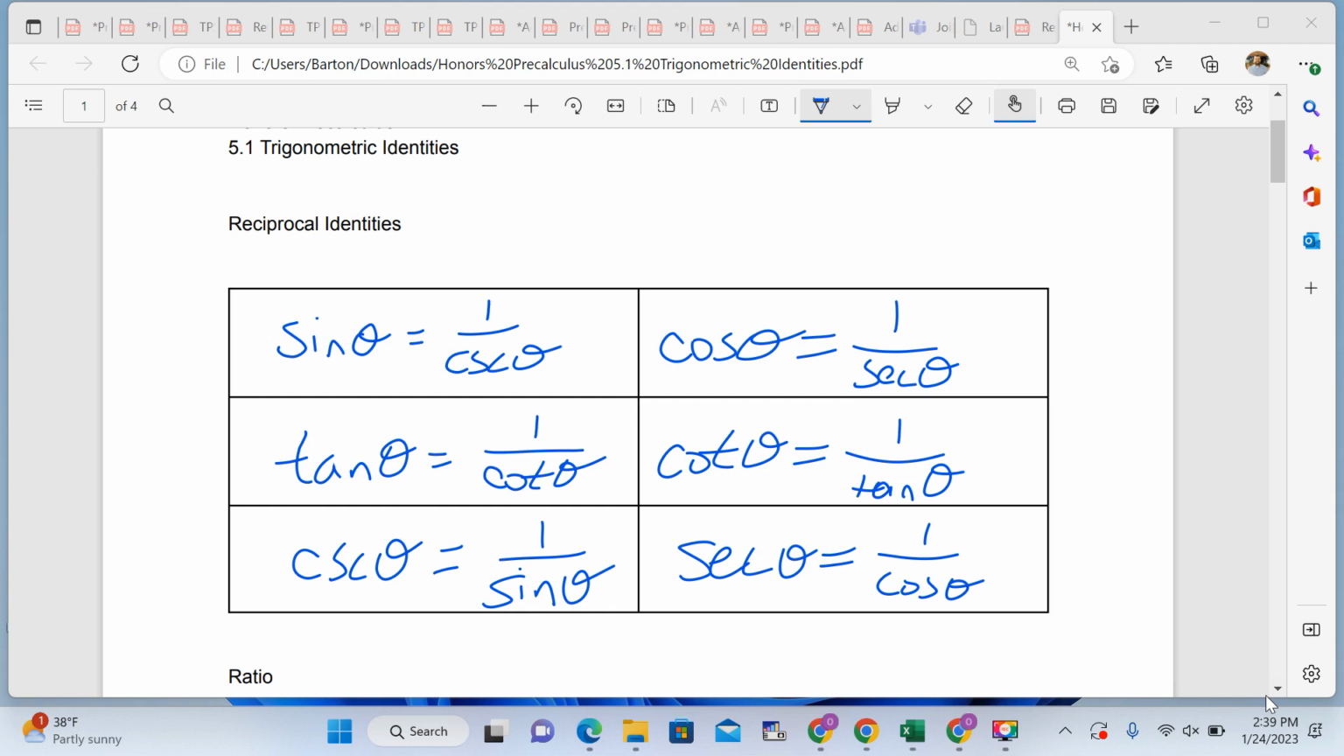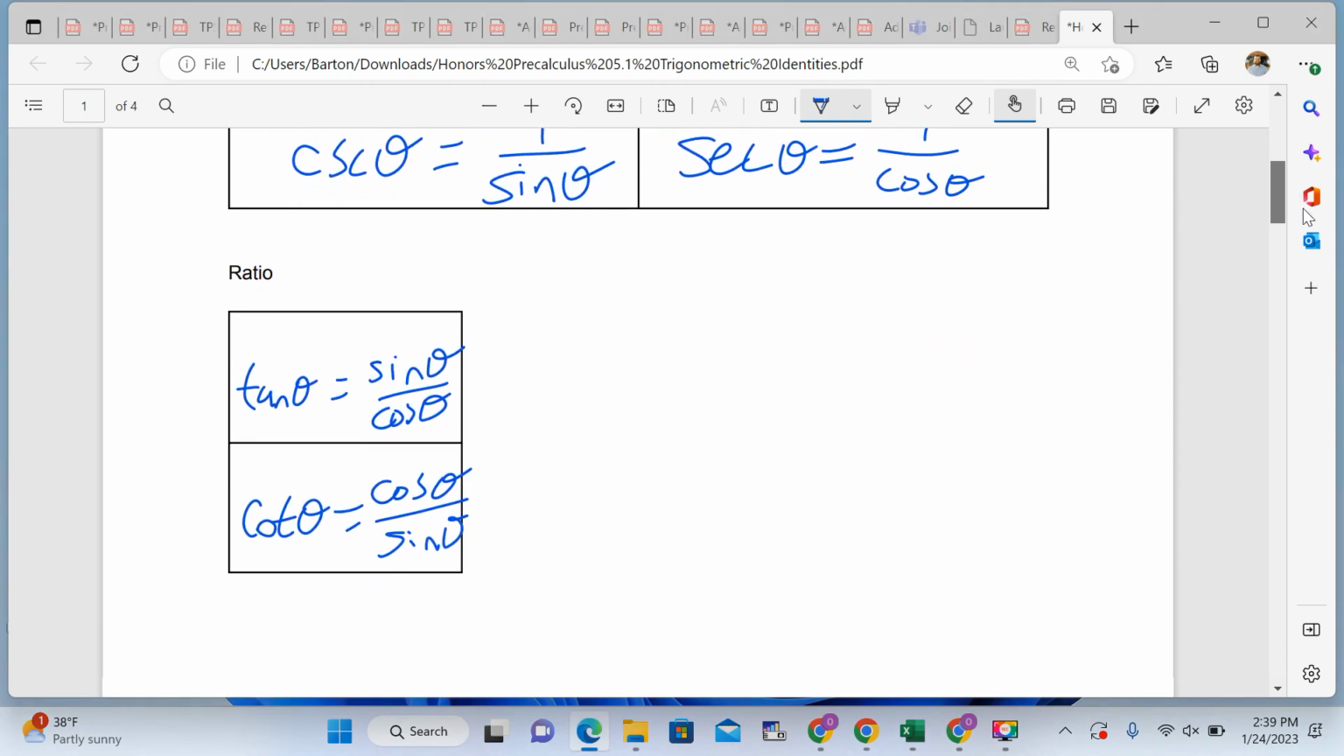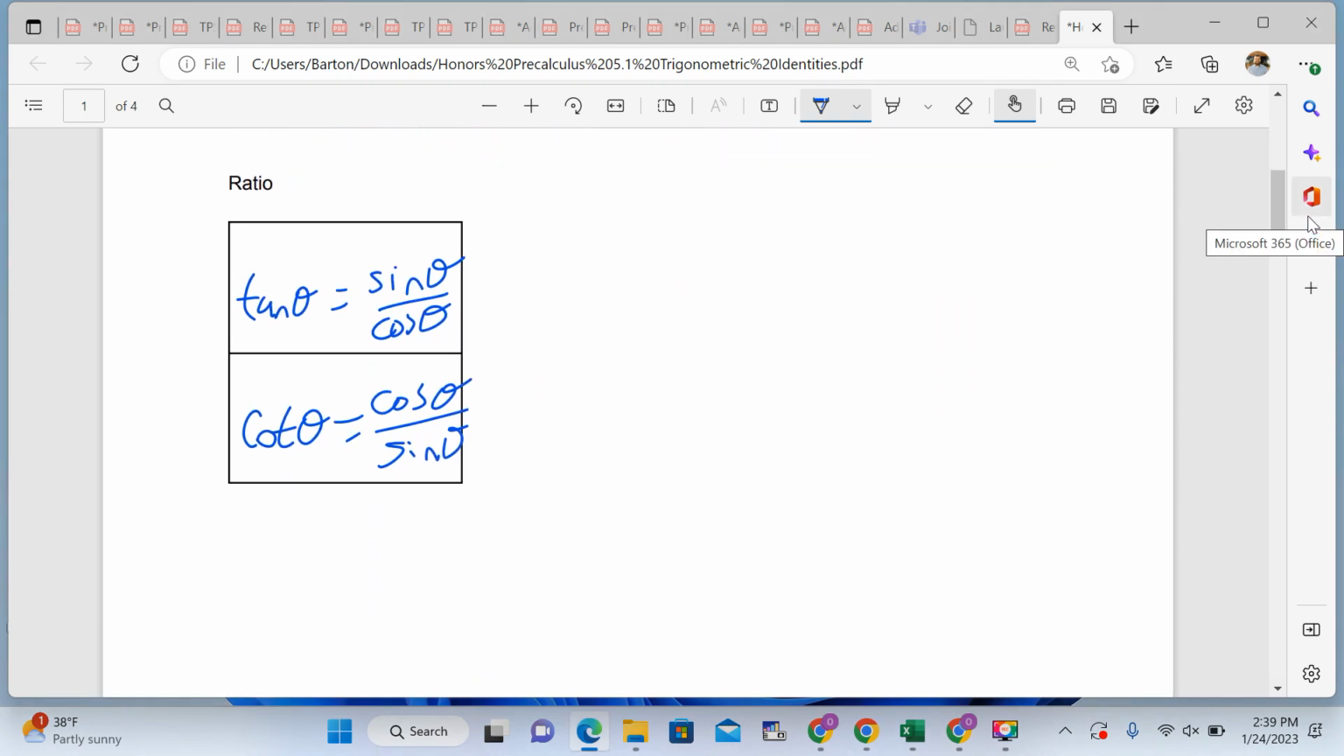Here are the reciprocal identities as the first ones. These should be straightforward. Why? Because you know which trig functions by now, hopefully, are reciprocals of one another. Okay, hopefully. So here's your first six. Pretty straightforward. Next, ratio identities.